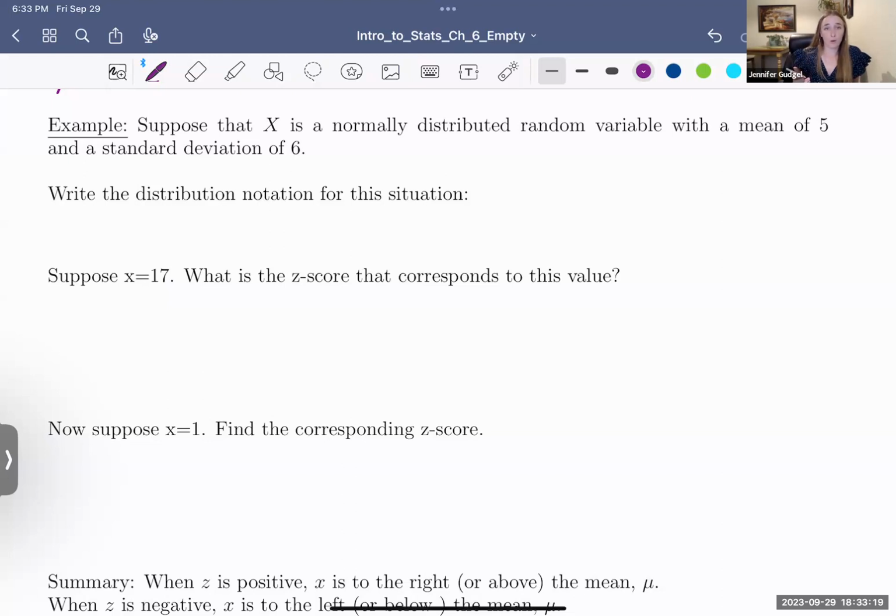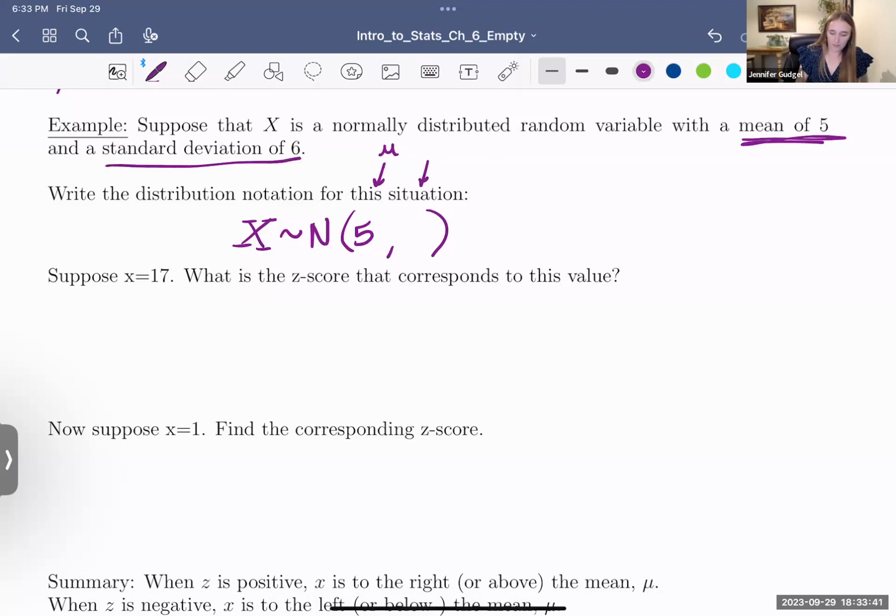When I ask for this, I am looking for you to say that X is distributed how? X is normally distributed with a mean of 5. Remember, mean goes first, and standard deviation of 6. Standard deviation goes second. You will be tested on this, okay? You need to be practicing this. Whether the homework asks you to write this out or not, you should be practicing writing your distributions as you go.